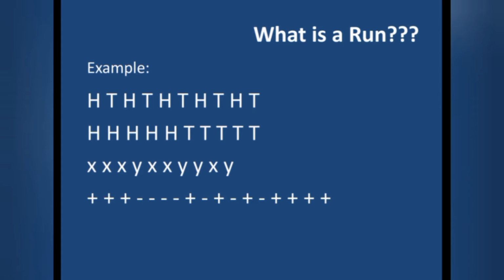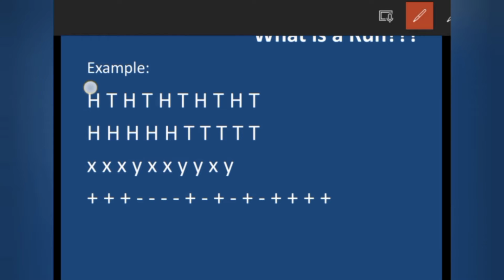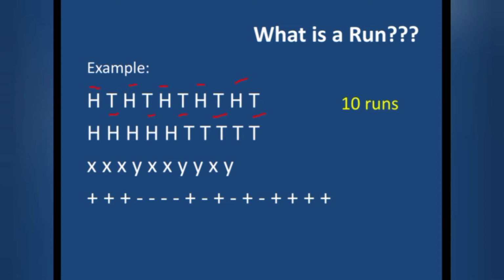For example, consider these variables or symbols. We can group these letters or scores into runs by underlining and numbering each succession of identical symbols. 1, 2, 3, 4, 5, 6, 7, 8, 9, 10. So there are 10 runs.